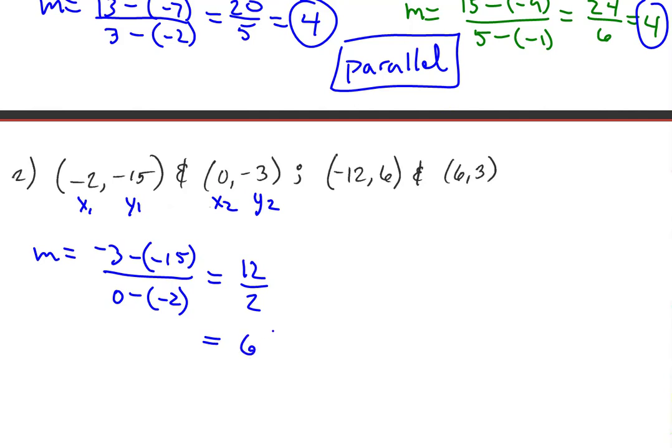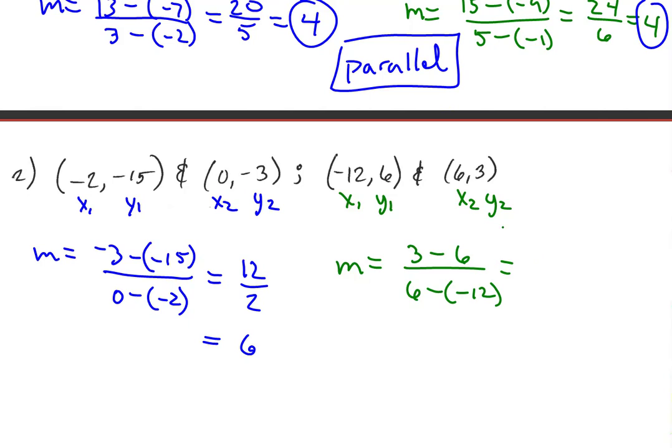If we go on to our next pair of points and compute its slope, we have the first point being negative 12, comma 6, and the second point being 6, comma 3. So let's go ahead and label those in like manner. We have x1, y1, and then x2, y2, and we can compute that slope in the same way. y2 is 3, y1 is 6. So y2 minus y1 is 3 minus 6. Down below it, x2 minus x1 would become 6 minus negative 12.